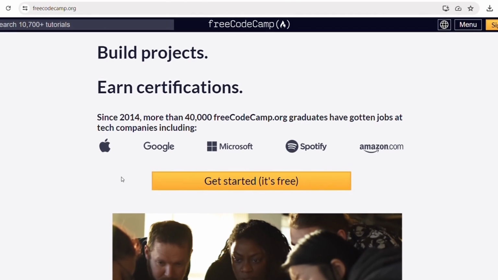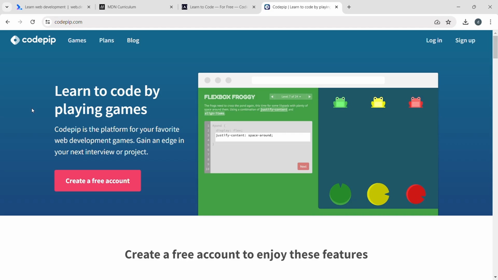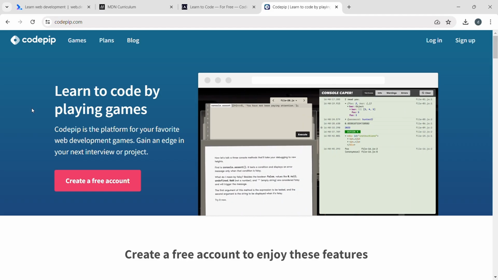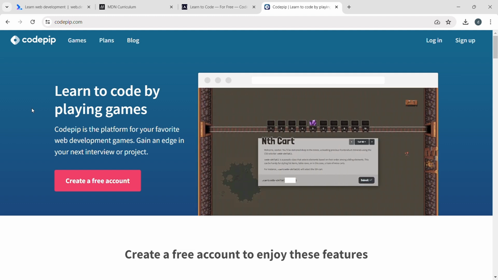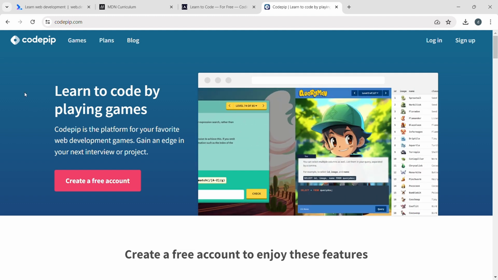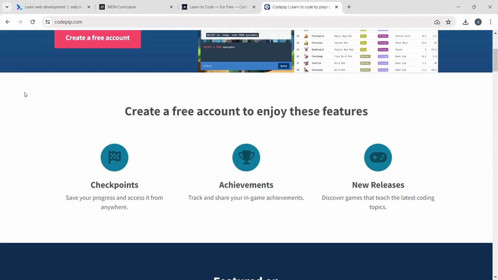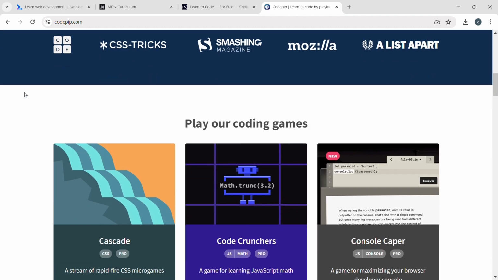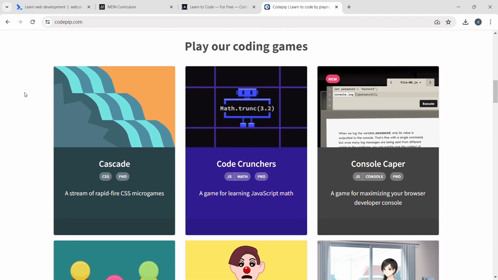The last resource we'll be talking about is CodePeep.com. CodePeep gives you the opportunity to practice your skills by playing web development games. This is how the platform looks. There are a couple of games over here. You can just go through some of them and practice.